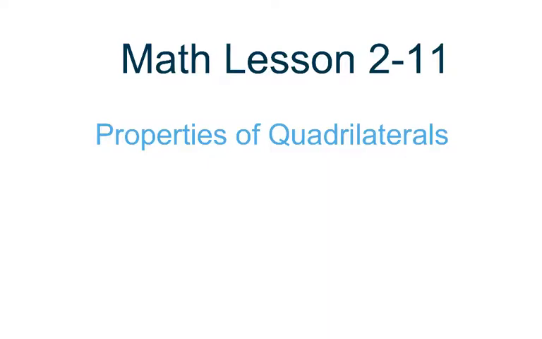In Lesson 211, we're going to learn about the properties of quadrilaterals. If we look at the word quadrilateral, we see what's called a prefix. The prefix is quad and refers to four. So a quadrilateral would be a four-sided figure.